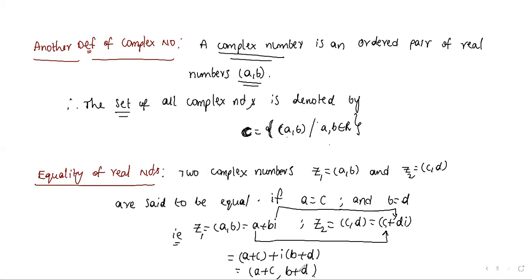These two are called equality of two complex numbers. And one question: is 0 a complex number?